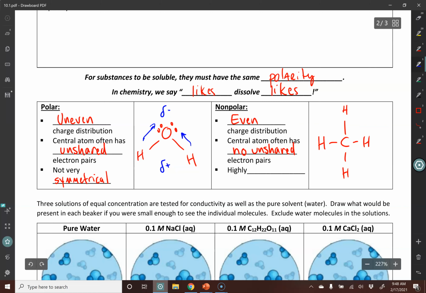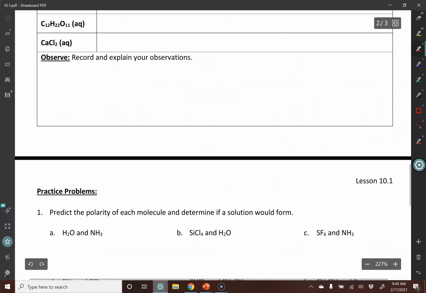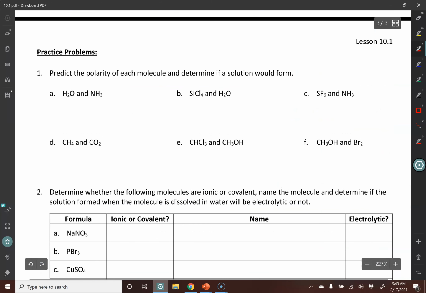If you were to look at the symmetry of this molecule, you can fold it in half along a number of different axes. So I would say that this molecule is highly symmetrical. Again, symmetry is not always the best tool to evaluate polarity, but often it will lead you down the right path. Okay, so let's do a little bit of practice with this idea of polarity. Go ahead and flip over to your practice problems.